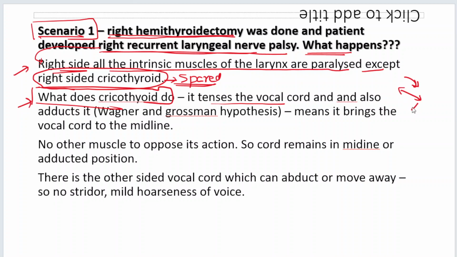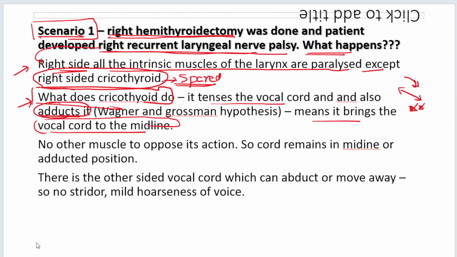It also has another function according to the Wagner and Grossman hypothesis, that it adducts the vocal cord, brings it closer to the midline. Along with tensing it, it adducts it. That means it brings the vocal cord close to the midline.